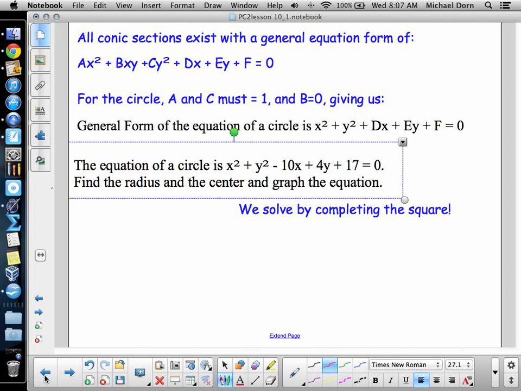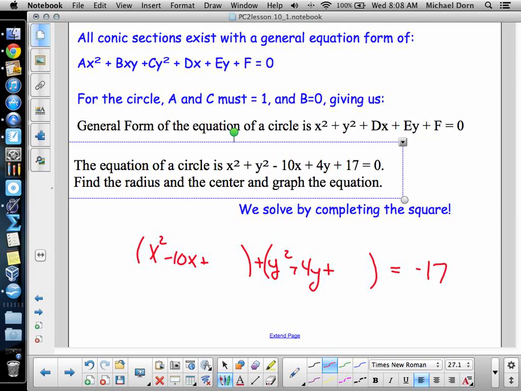So if I'm given the equation x squared plus y squared minus 10x, what I'm going to do is regroup it. I'm going to say, okay, x squared, grab the other x term, minus 10x, plus something, blank, plus y squared, plus 4y, plus something, blank, and move the 17 to the other side. All right, so we're going to group it. We're going to put our x terms together with a blank so I can complete the square, the y terms together with a blank so I can complete the square, constant to the other side.